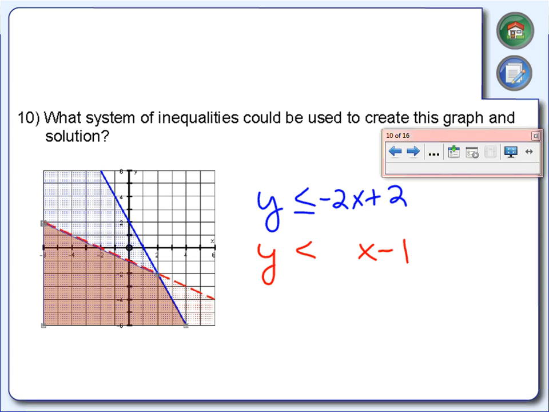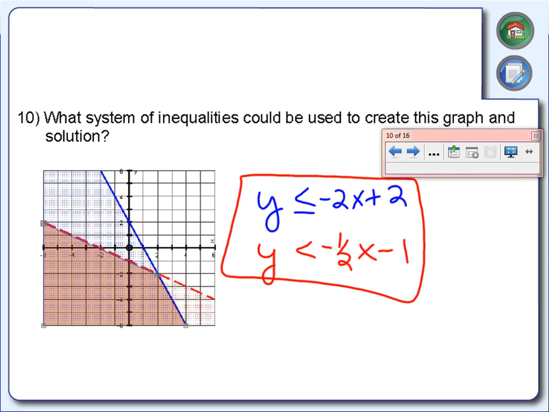Next thing I need is the slope of the line. What's the slope of that line? -1/2. So this is the system that matches this graph. We can go forwards and backwards here. On the test on Thursday, I may give you the graph and ask you to write the inequalities, or I may give you the inequalities and ask you to give me the graph. So just make sure you can work both ways.